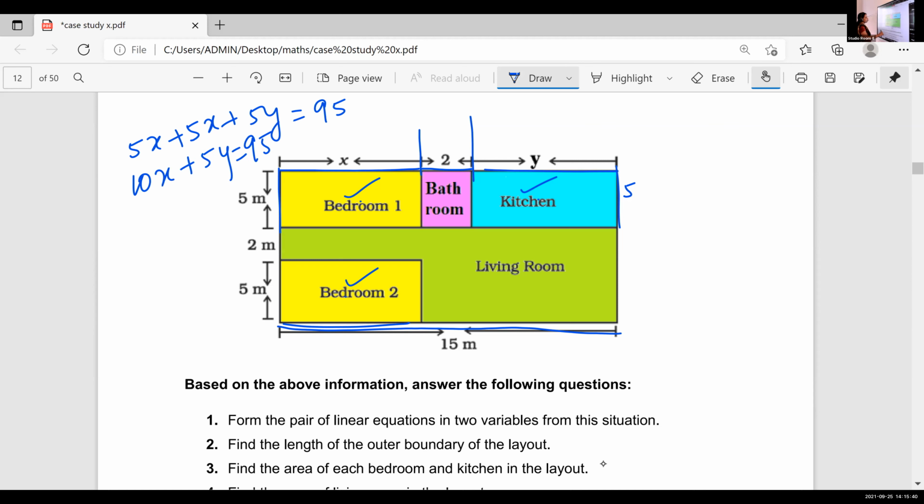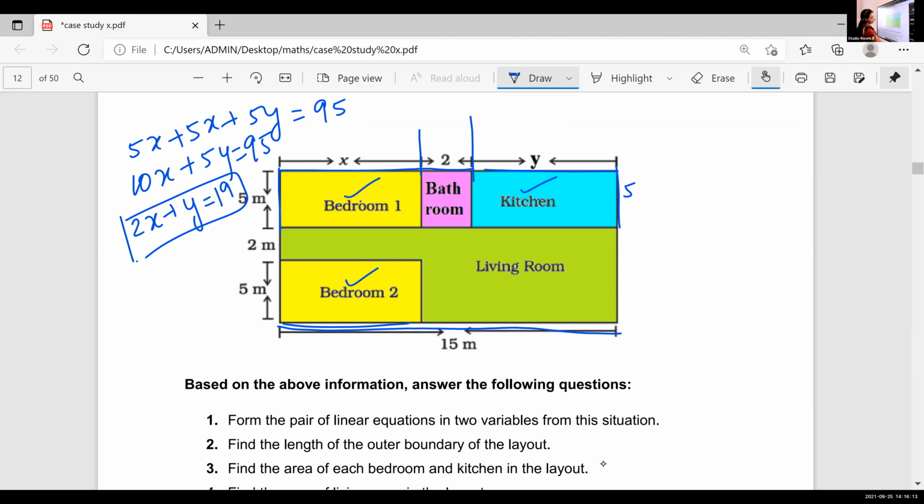We can cancel throughout by 5. Is that right? Yes, ma'am. So we get 2x plus y is equal to, when you divide it by 5, is it 19? 2x plus y is equal to 19. And look at the second part. And what is the second equation? One equation only we got here from this part. What is the second equation?